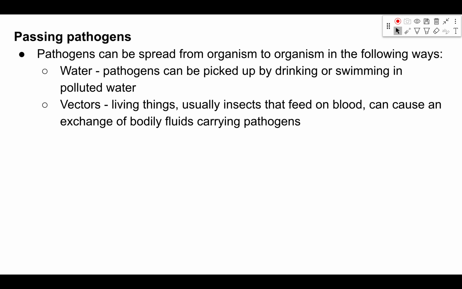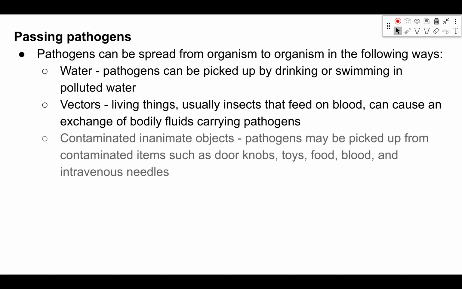Vectors. Vector is the scientific word we use to describe anything that's alive that can transfer a pathogen. So usually when we talk about vectors, we're talking about insects that feed on blood because that's the easiest way to pass this. But vectors could also be a dog that bites you. So if the dog has rabies, it can pass that to you via a bite. So vectors, living things, can pass pathogens.